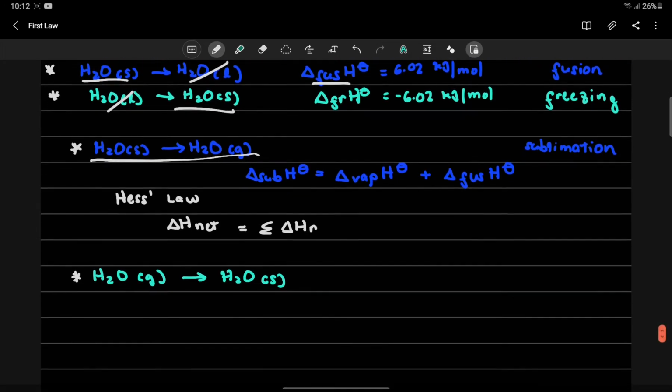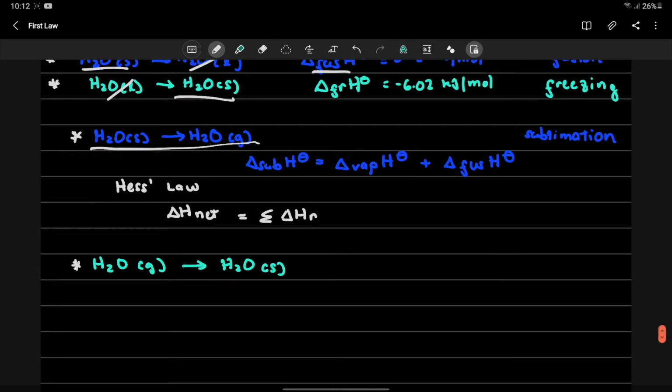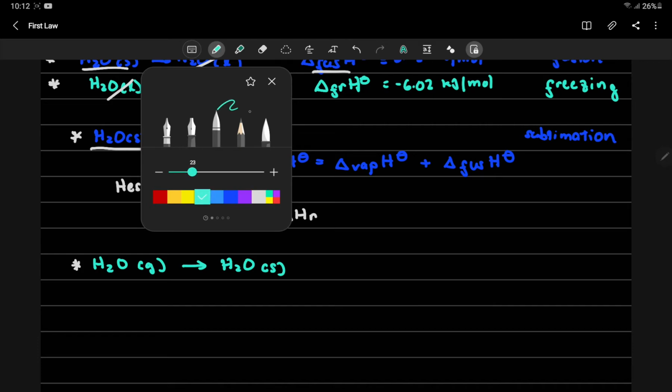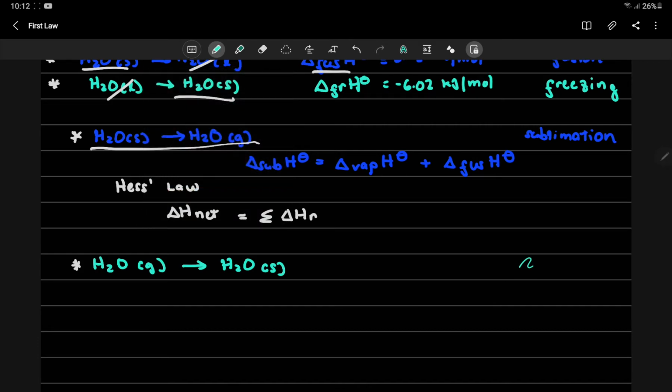But first, what do you call this process? So we call this phase change as deposition. Therefore, the enthalpy of deposition would be equal to the sum of the enthalpies ni condensation and yung kay freezing.